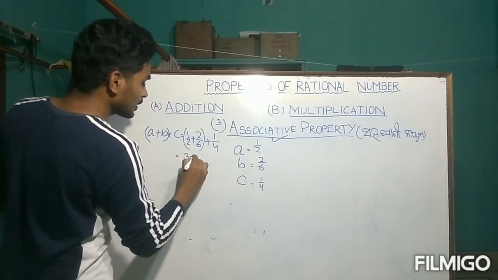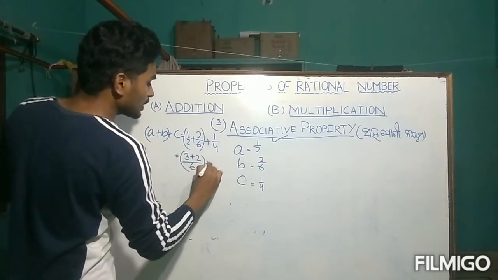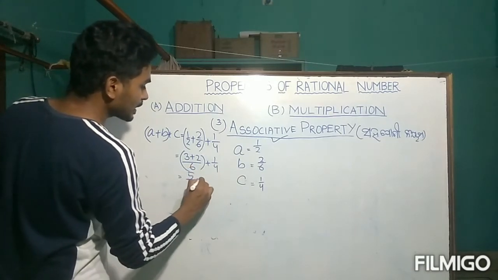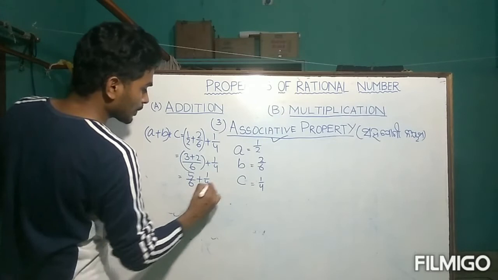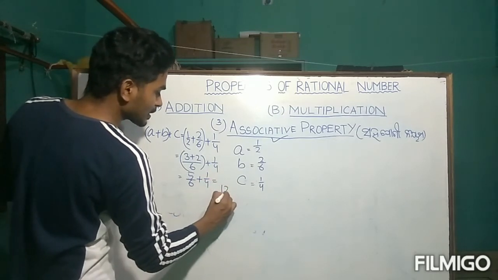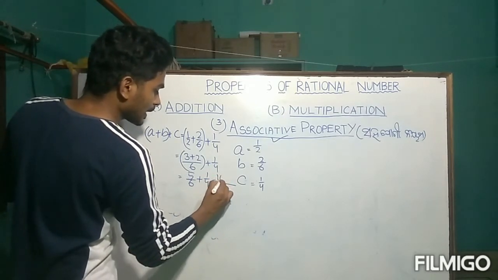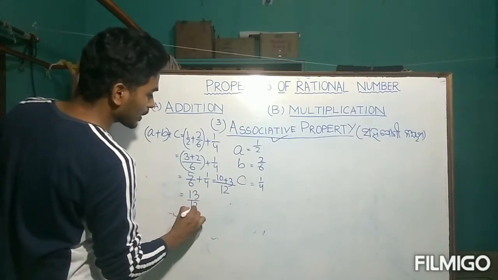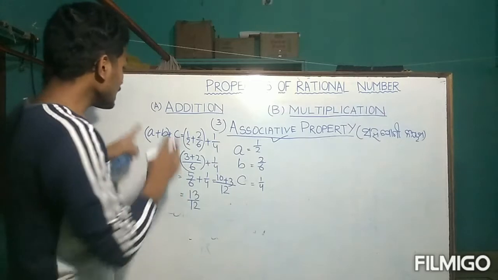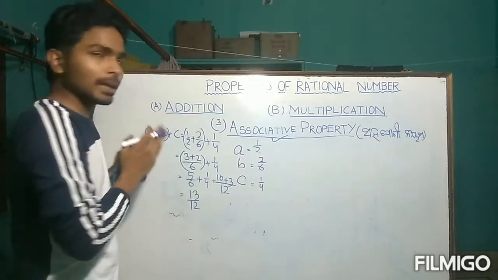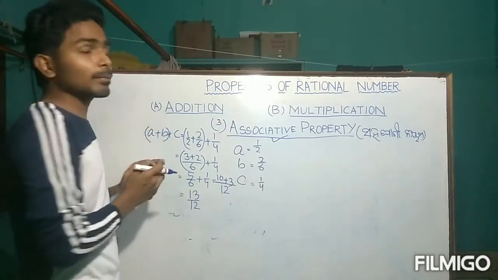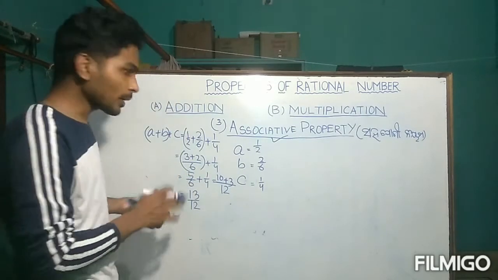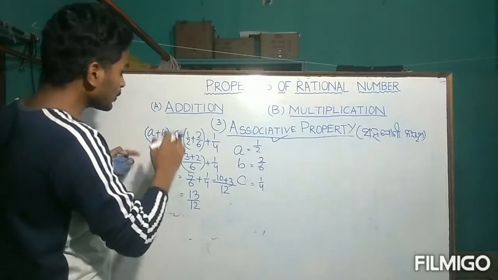3 plus 2 plus 1 by 4. 3 plus 2 is 5 by 6, plus 1 by 4. The LCM is 12. 10 plus 3 is equal to 13 by 12. Okay, these three we have to add by making a bracket of the first two terms. The answer is 13 by 12.